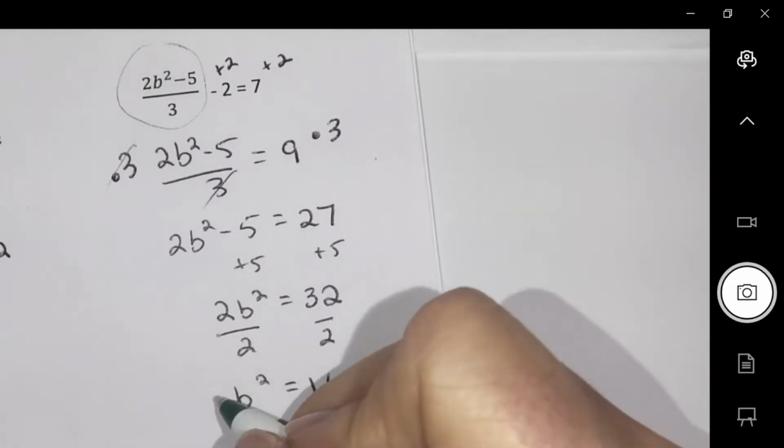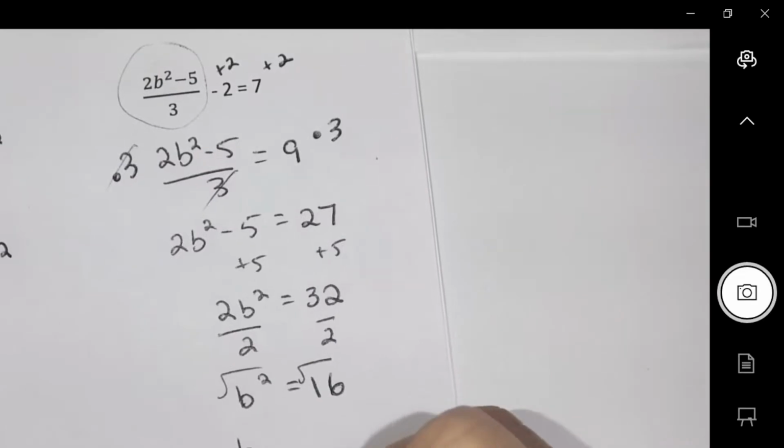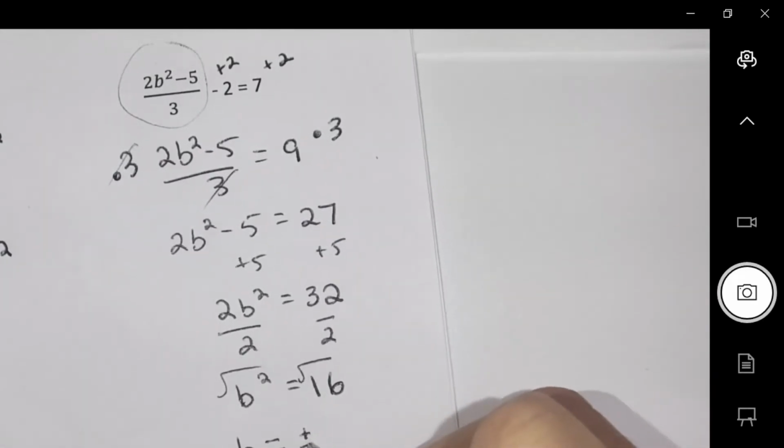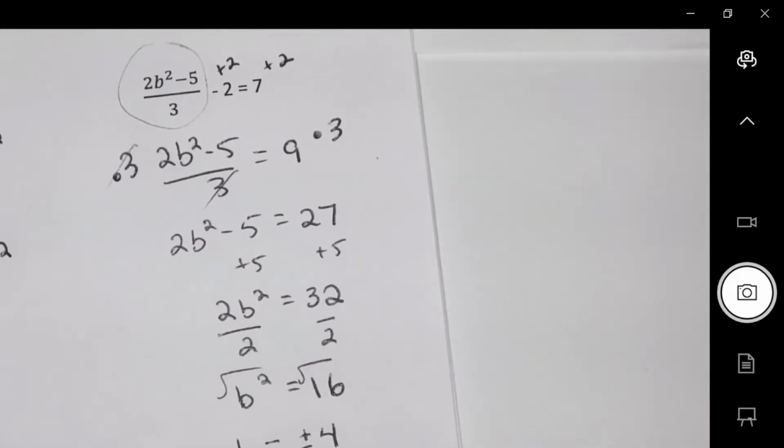Now one more thing. Square root. And how do you want to write this as an answer? B could be positive or negative 4. Okay, algebra order. Be careful. Go slow.